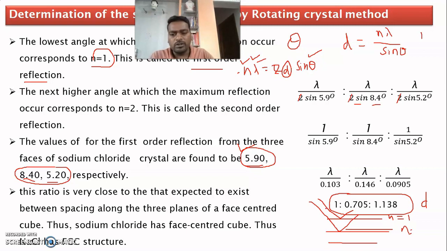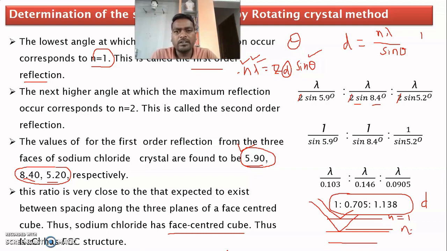This ratio coincides, it is comparable with the ratio of the face centered unit cells of a sodium crystal. So it confirms that the given sodium chloride has a face centered cube, that's why NaCl has FCC structure. So dear student, it is very simple.